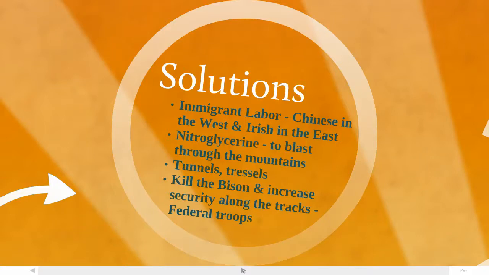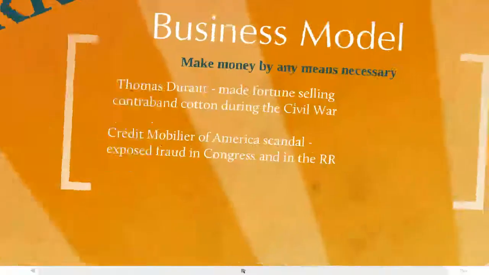In the East, their solution with the Native Americans is to kill the buffalo. We talked and watched the video in class about how dependent the Native Americans were on the buffalo. So get rid of the buffalo or move the buffalo, it makes it harder for the Native Americans to survive. They also increased security along the tracks using federal troops, and they would have some of the native tribes fight against the others. So they would have Native American scouts that would work with them to attack the enemy tribes.